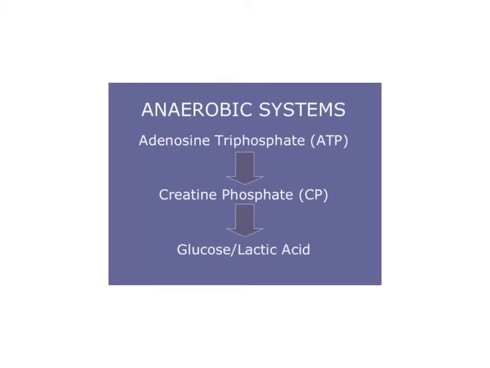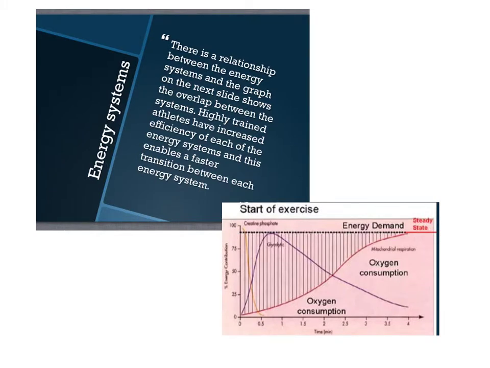So the anaerobic system is broken down into two systems: the ATP-PC system that lasts for up to about 10 to 15 seconds, and then the glucose lactic acid system. If we look at the graph, we can see how each system works together. They don't work in isolation. The red line here is our aerobic system. The orange line here is our ATP-CP, and this one here is our lactic acid system.